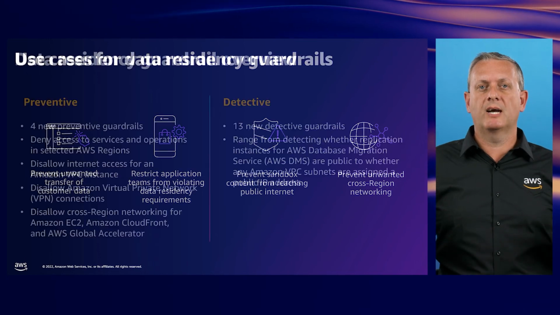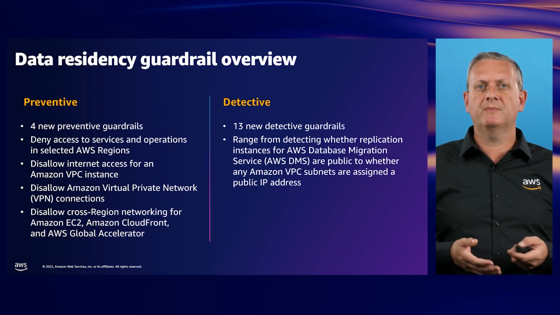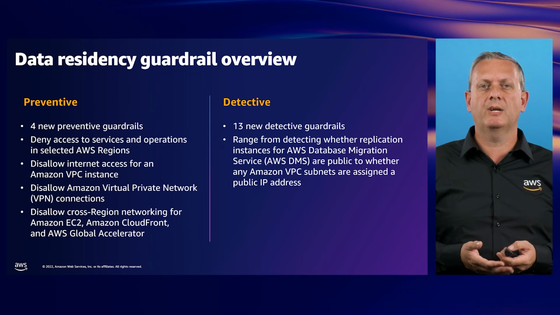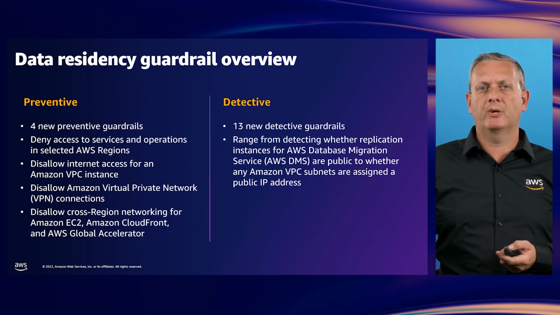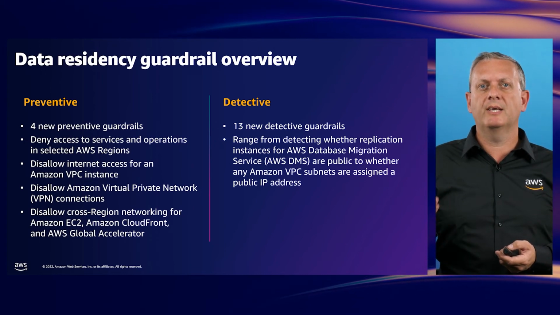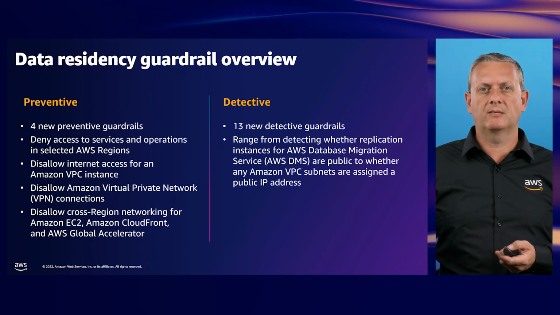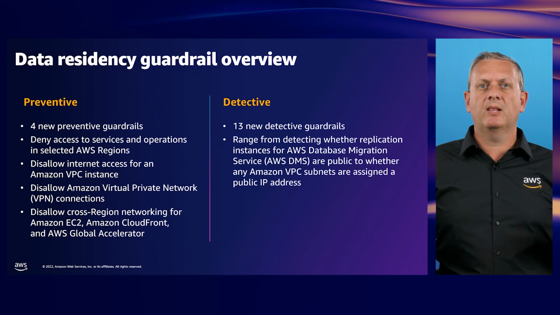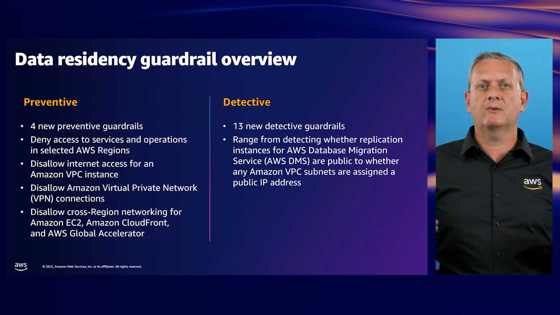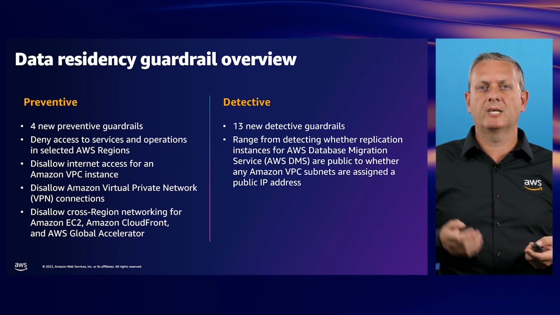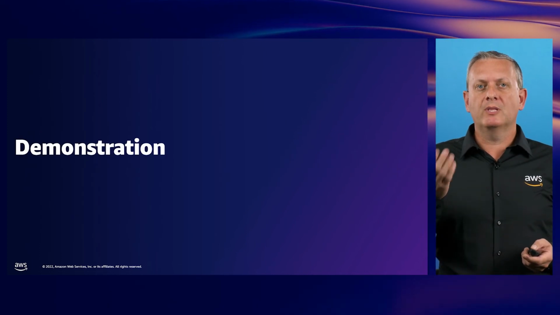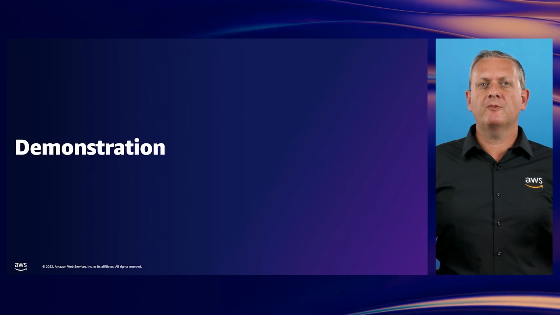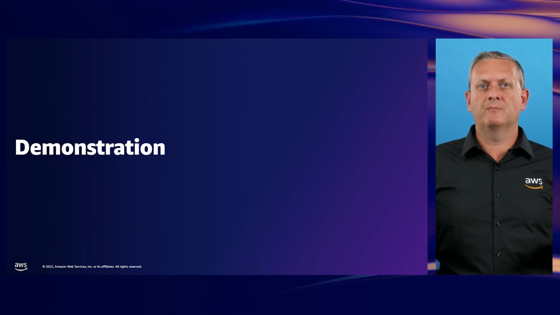With Control Tower's new data residency guardrails, you can choose from 17 new guardrails that are purpose-built to enable data residency controls, such as disallow Amazon Virtual Private Network connections, or disallow internet access for an Amazon VPC instance. You can see the compliance status of the guardrails and whether your data residency requirements are being met in the Control Tower console. Let's now view a demonstration of deploying a new landing zone with Control Tower, and an overview of the management settings and guardrails available to help administer your multi-account environment.